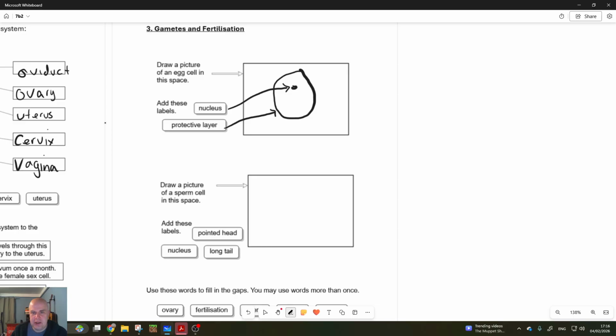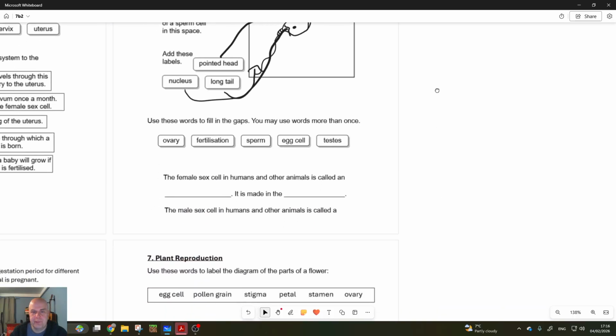Now, sperm. Basically, your typical sperm looks a bit like this. If you want to be technical, I'm pretty sure there's a whole bunch of mitochondria there, and then you have a tail. But you have a pointed head. You have a long tail there, and you have your nucleus in there. Again, try and make this as pointy as you can without spending too much time on it.